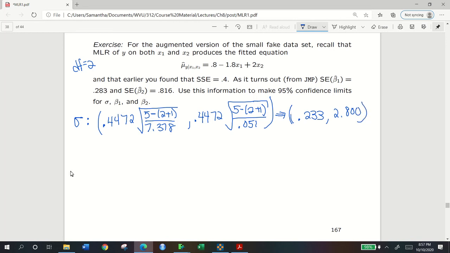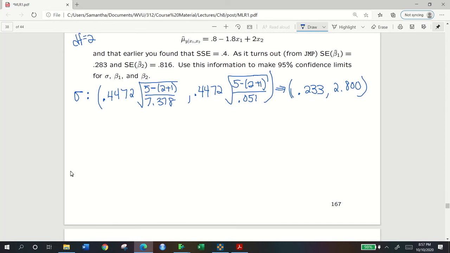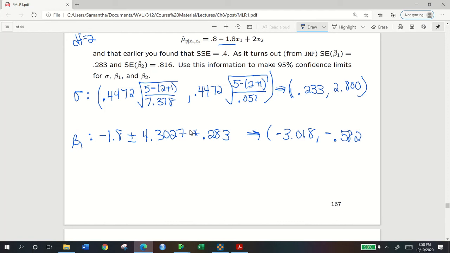And now we can move on to constructing our confidence limits for our predictors. So for beta 1, this would begin as negative 1.8 plus or minus, and I'll tell you the t alpha over 2 value is going to be 4.3027, and we were given that the standard error is 0.283. So this is going to give us a confidence limit of negative 3.018 to negative 0.582.